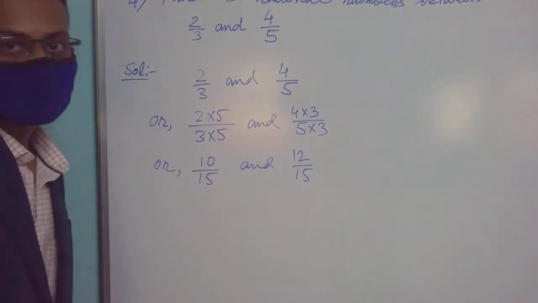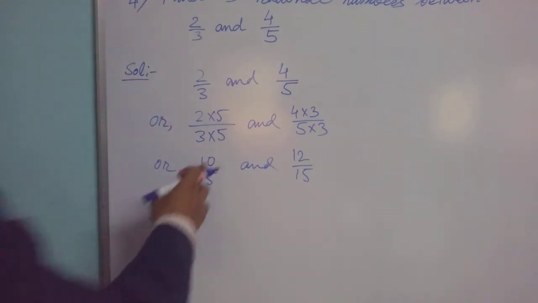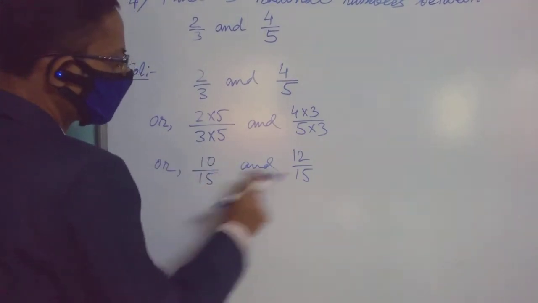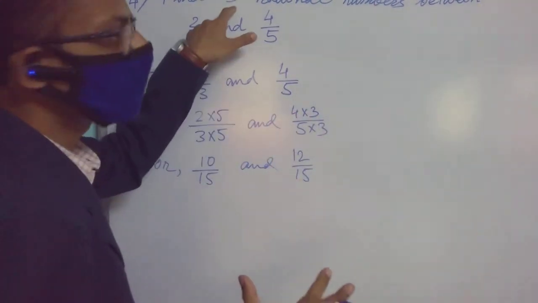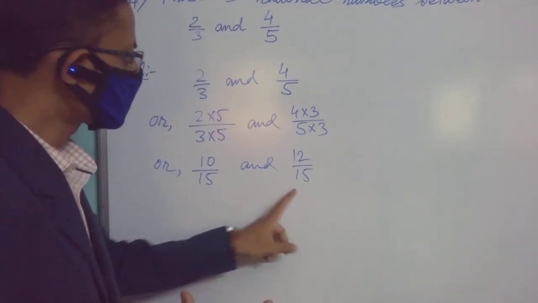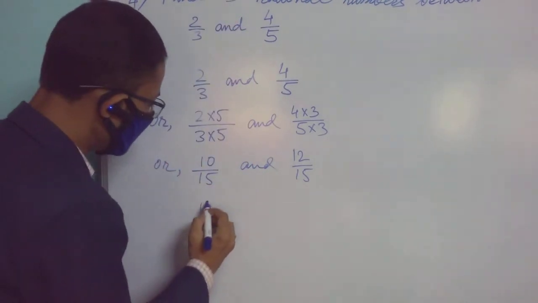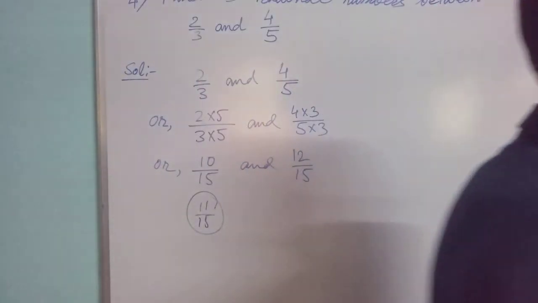Now you need to find out 5 rational numbers between 10 by 15 and 12 by 15. Now see, you cannot find 5 rational numbers between 10 by 15 and 12 by 15. Why? Because you need to exclude these two numbers. Apart from these two numbers, we need to find 5 rational numbers in between them. So we have only 11 by 15. That's it. Only one rational number we can find out. We cannot find 5 rational numbers.